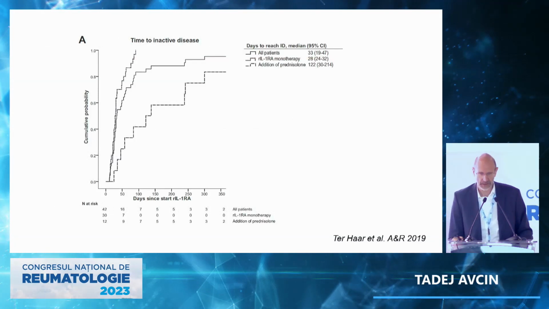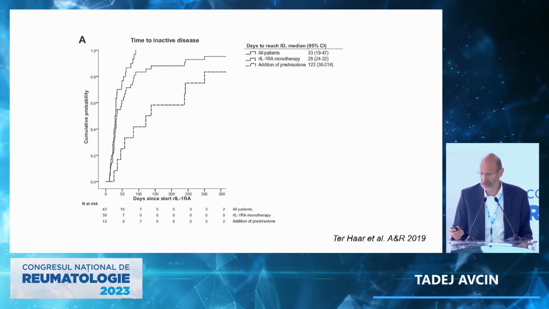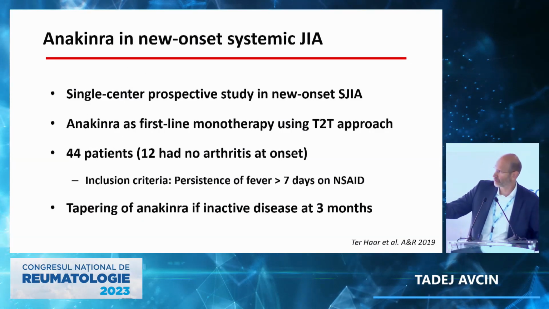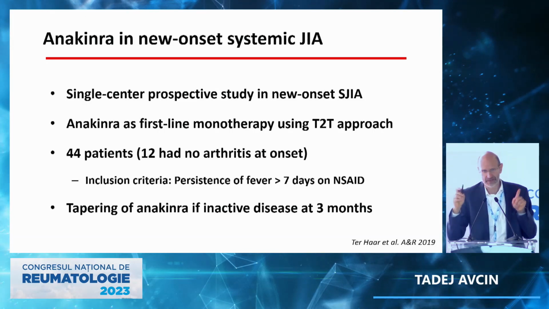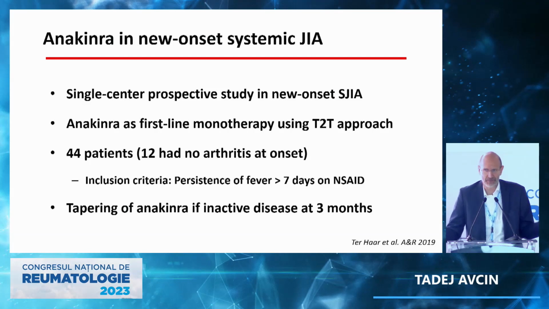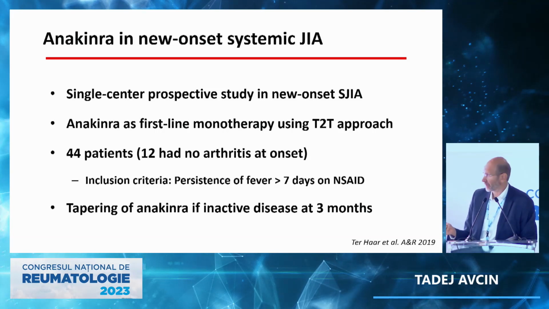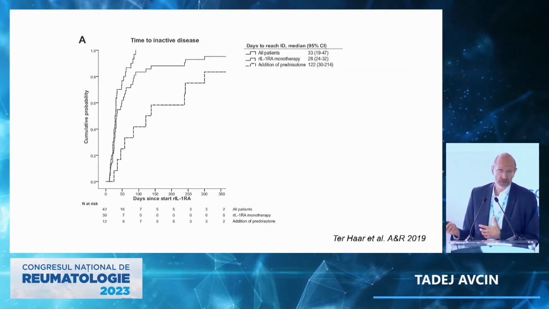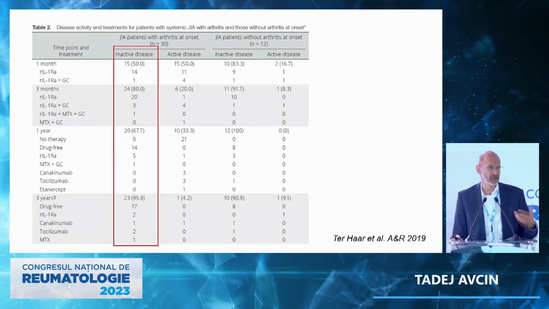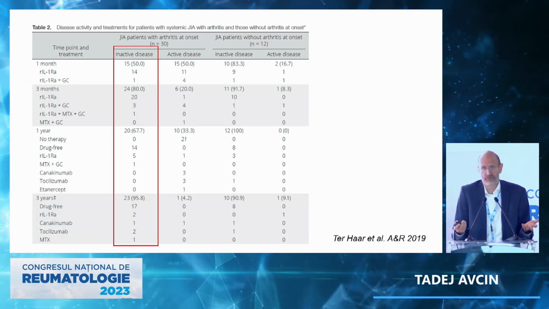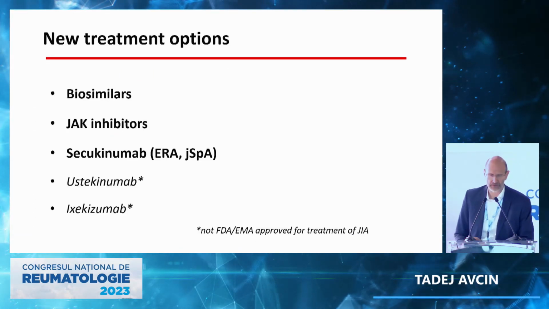now in systemic JIA. Regarding the response rate in this subgroup of patients, we can argue that some of these patients might not have systemic JIA because you can see that out of 44 patients, 12 had no arthritis at onset. So it's not systemic juvenile idiopathic arthritis, but let's say a systemic inflammatory group of diseases resembling systemic juvenile idiopathic arthritis, but nonetheless, the response was dramatic. If we look 3 months after the initiation of anakinra, 80% of these patients were in an inactive disease state, which is remarkable data on the early use of anti-IL-1 treatment.